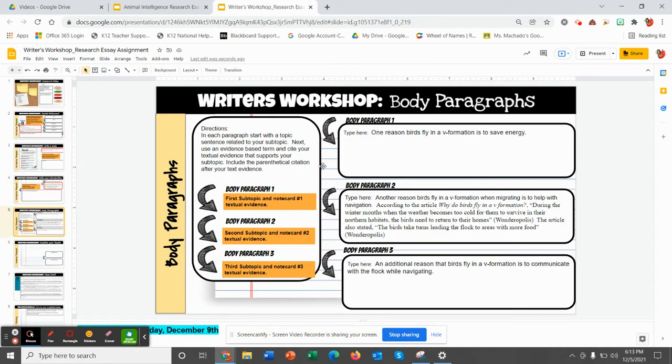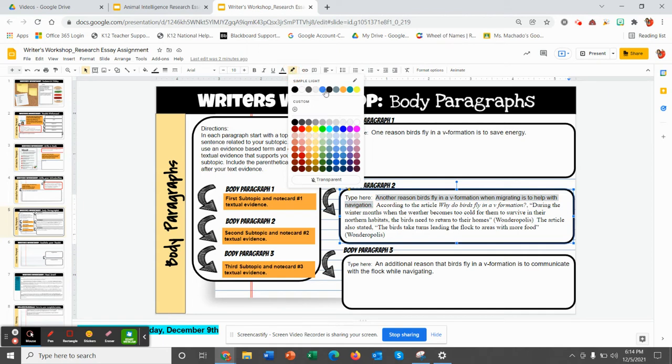We're going to take a look at my examples of my topic sentences. So I first wrote my topic sentence for body paragraph number 1, which was about saving energy. One reason birds fly in a V formation is to save energy. Remember, my research question was, why do birds fly in a V formation? My second subtopic was navigation. So I said in my topic sentence, another reason birds fly in a V formation when migrating is to help with navigation.